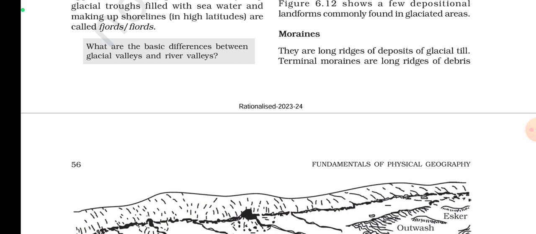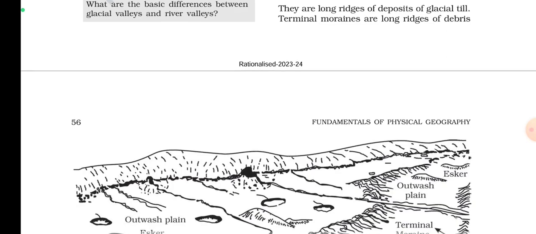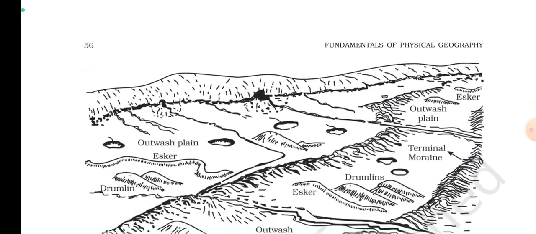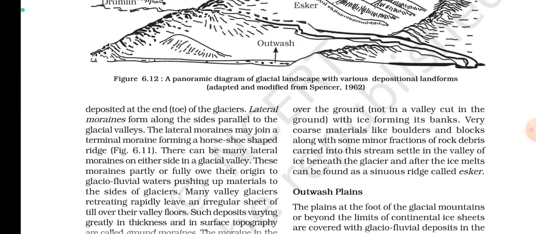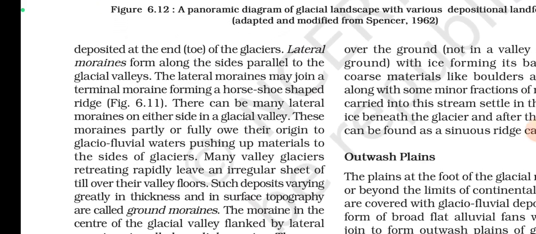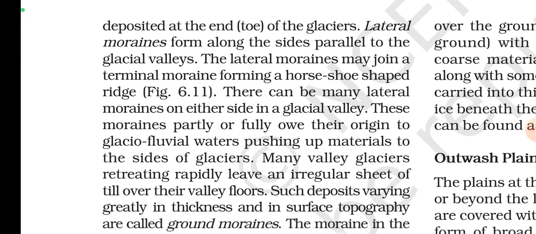Okay, now look, what were we reading, moraines. They are long ridges of deposits of glacier till. Terminal moraines are long ridges of debris deposited at the end toe of the glacier. Lateral moraines form along the sides parallel to the glacial valleys.